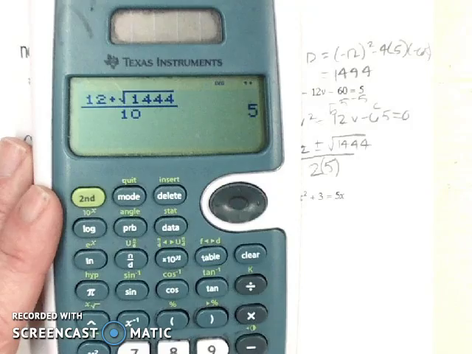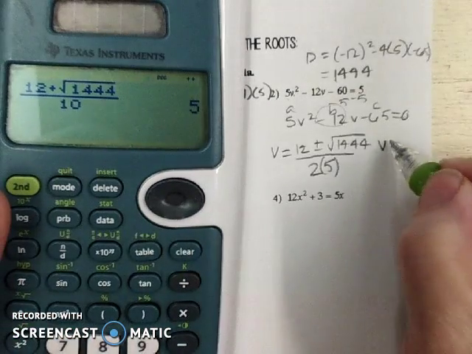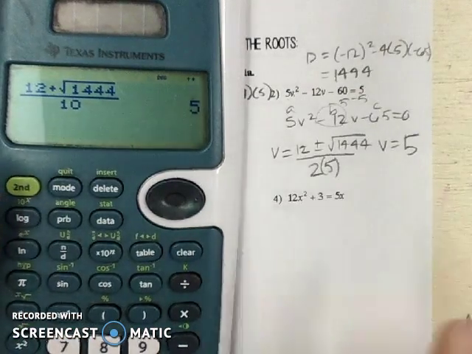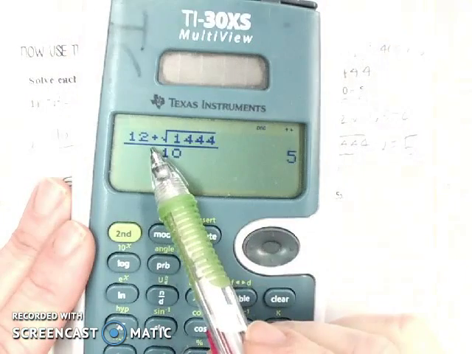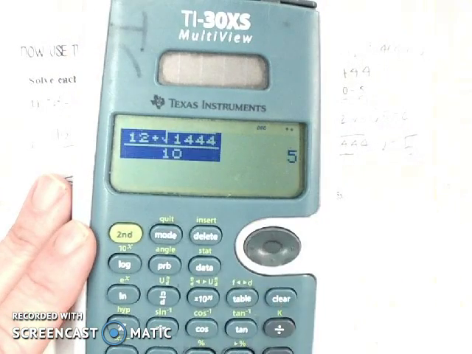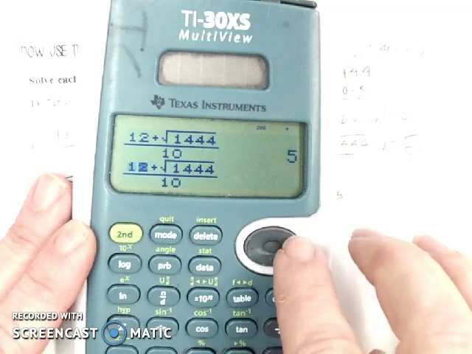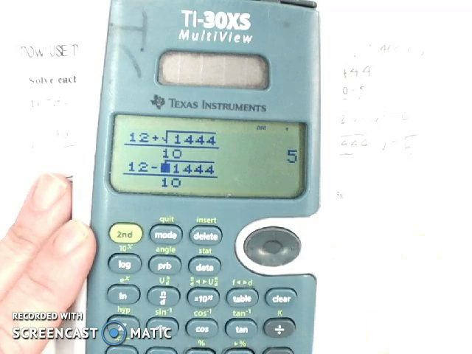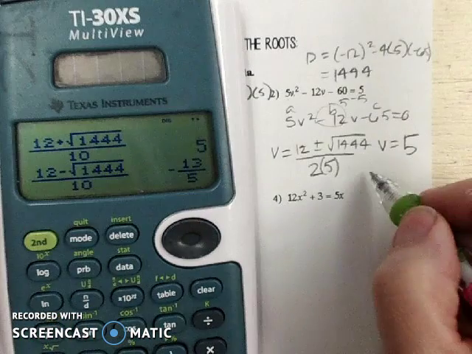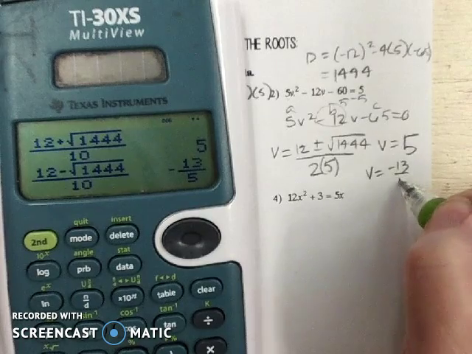It gave me 5. That only takes care of one of my answers. I've got to go back and do the same thing, but change that to subtraction. So I'm going to do it the lazy way. You can retype it if you want to, but I just need to change that to 12 minus, and that gives me negative 13/5. Those are my two answers.